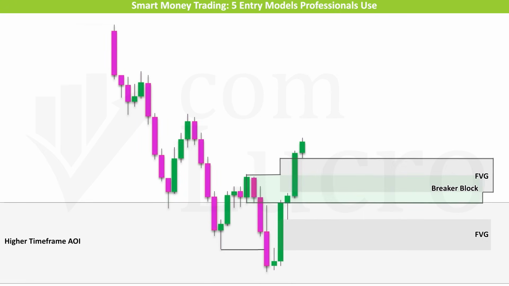When a breaker block overlaps with a fair value gap, that confluence significantly increases the probability of the setup. This overlap makes the breaker block zone much stronger and more reliable as an entry model.